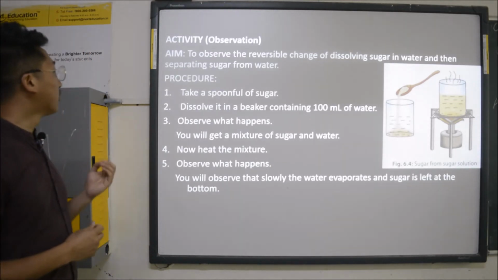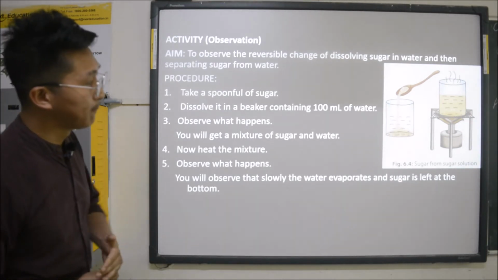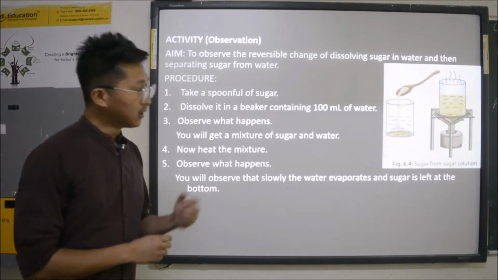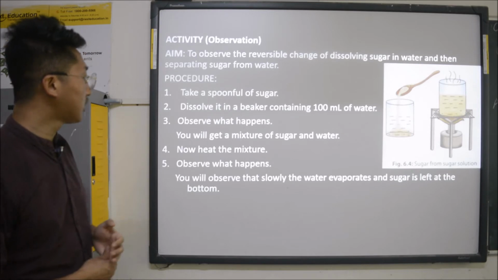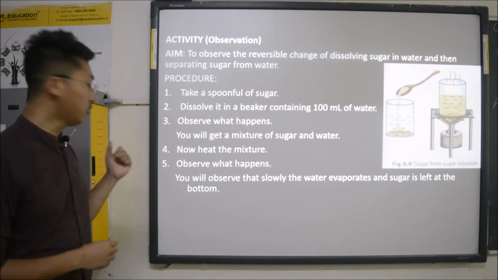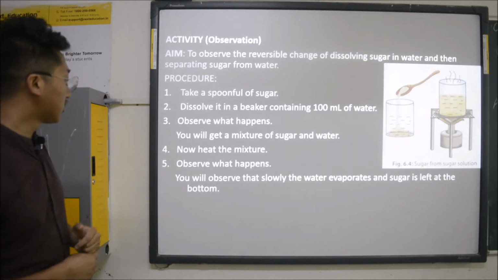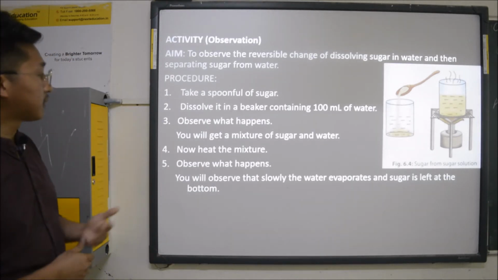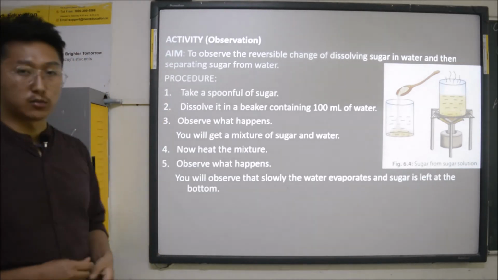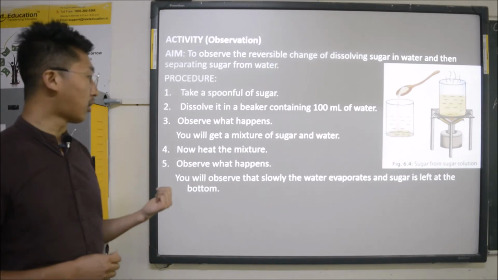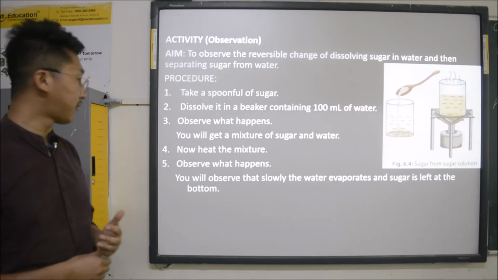In the fourth step, we now heat the mixture. In the diagram you can see that we heat the sugar solution. Then in the fifth step, we observe what happens to that sugar solution. You will observe that slowly the water evaporates and sugar is left at the bottom. When water evaporates, sugar is left at the bottom.